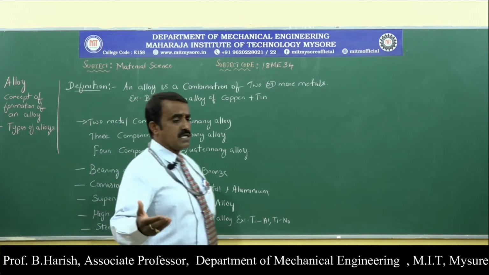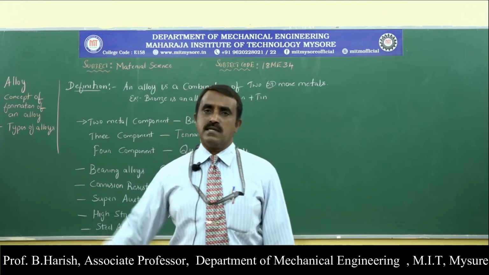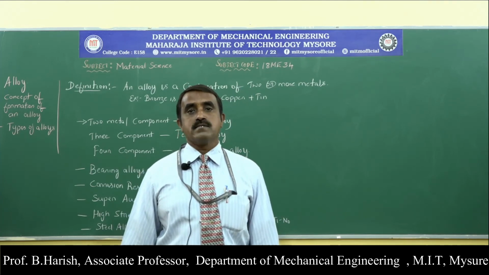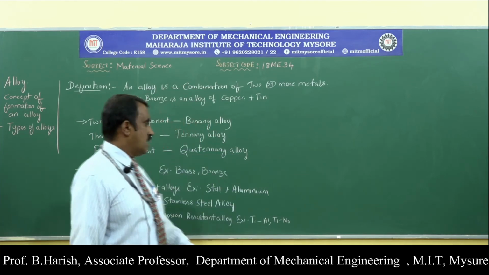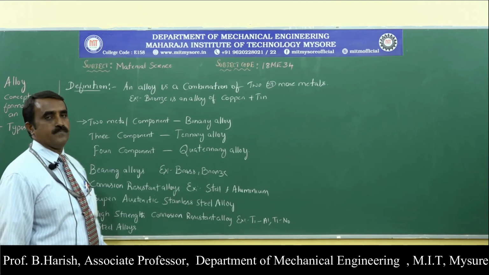So here steel is heated up to the austenitic temperature. What the austenitic temperature is will be discussed in other sessions where we will be discussing the phase diagram. There we come across this austenitic temperature. So that is the third one, super austenitic stainless steel alloy.